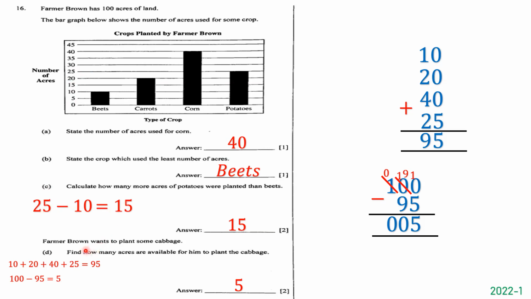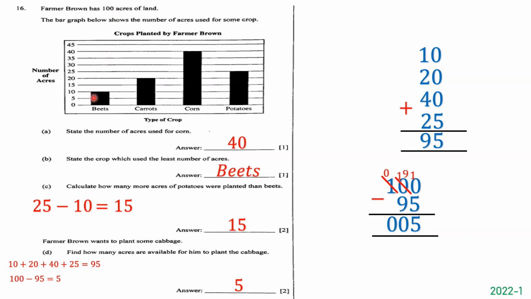And it says, find how many acres are available for him to plant cabbage. So Farmer Brown wants to plant some cabbage. First, let's add up how many acres are used already. Remember, he has 100 acres of land. That's a lot of land. So how many acres have been used up? Whatever amount has been used up, we have to subtract from 100 acres to get how much is left. And then he could use the rest of that for the cabbage.